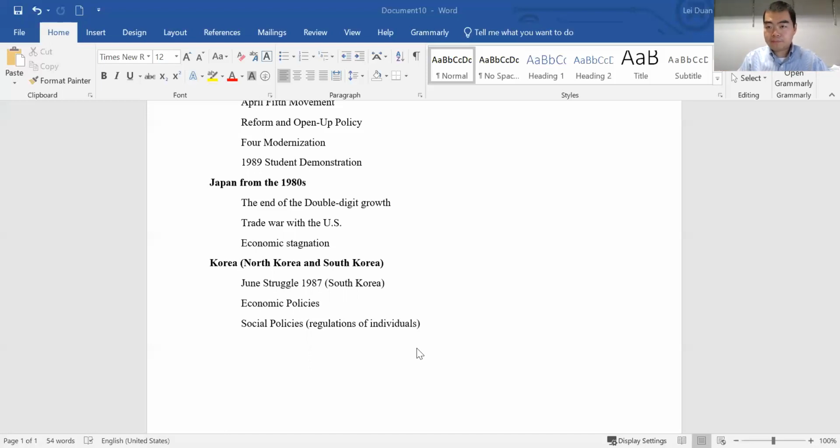But in South Korea, in the late 1980s, South Korea witnessed a democratic transition because of mass movements. One of the most important ones is the June struggle in 1987. After that, South Korea had an election, and civilians became presidents from the late 1980s. So that is a general theme, some major concepts of this module.